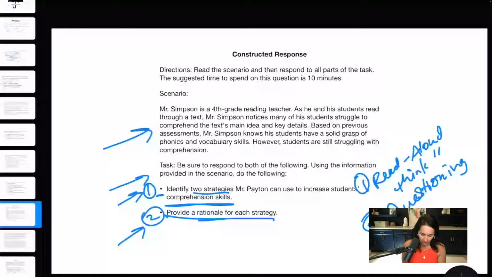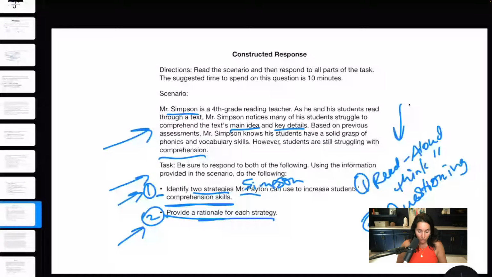Oh, this says Mr. Simpson and this says Mr. Payton. Sorry, it should match, okay? So let's make this Mr. Simpson. Mr. Simpson is a 4th grade reading teacher. As he and his students read through the text, Mr. Simpson notices many of his students struggle to comprehend the text's main idea and key details. Based on previous assessments, Mr. Simpson knows his students have a solid grasp of phonics and vocabulary skills. All right, so they're good with phonics and vocab, but they're struggling with comprehension. Okay, got it. I didn't even really need to read that. I know that I'm going to go with these 2 strategies here.